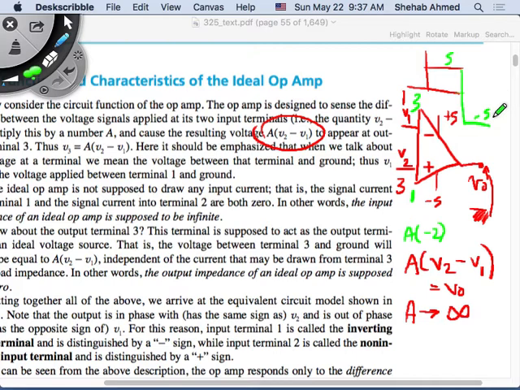This is called slew rate. We will talk about it later. No, everything takes time. So we will talk about that.